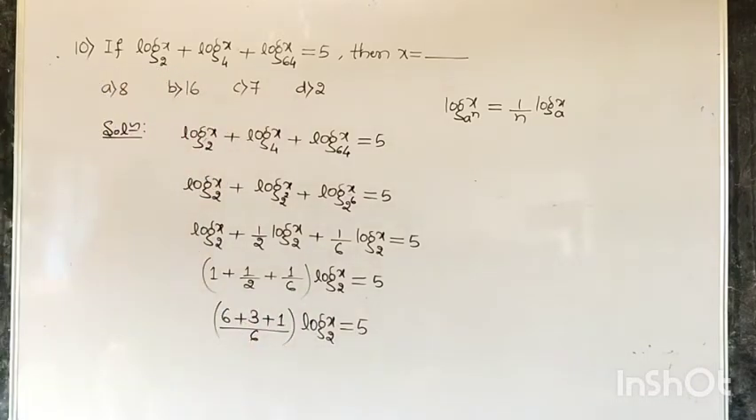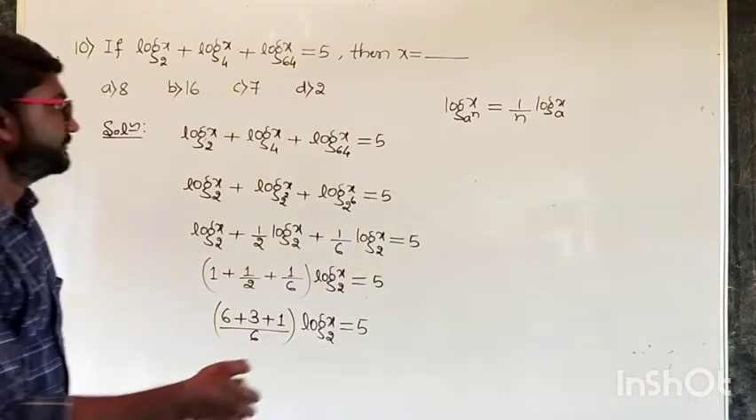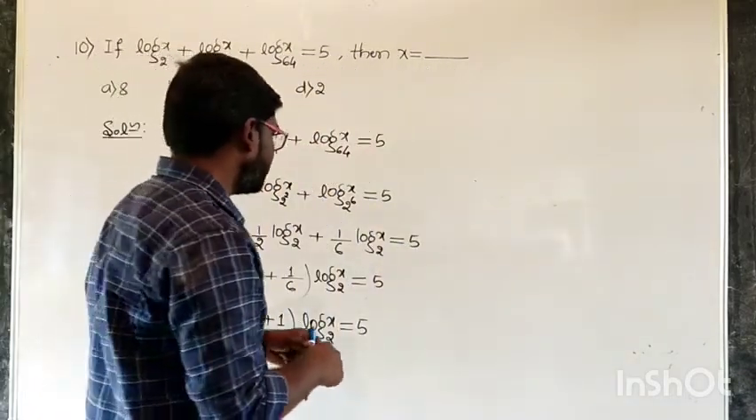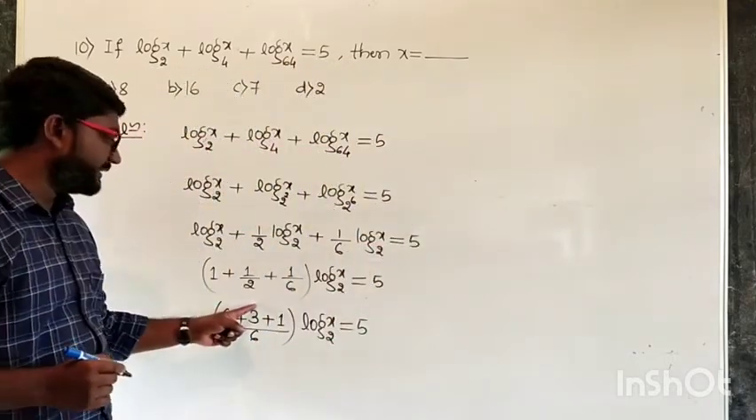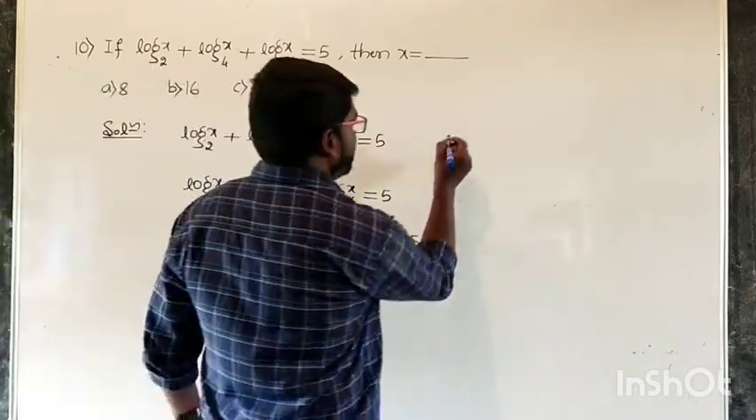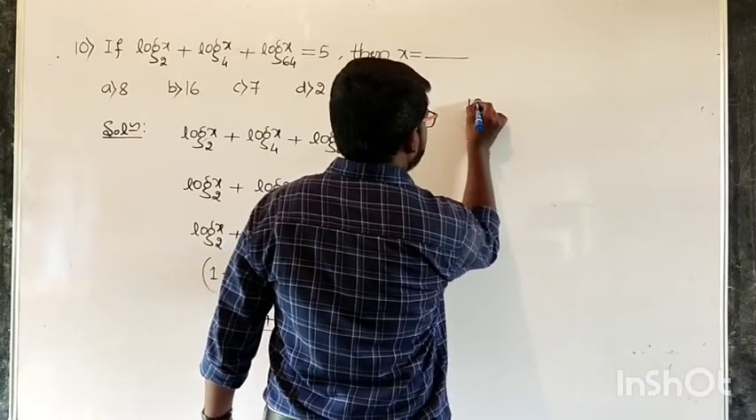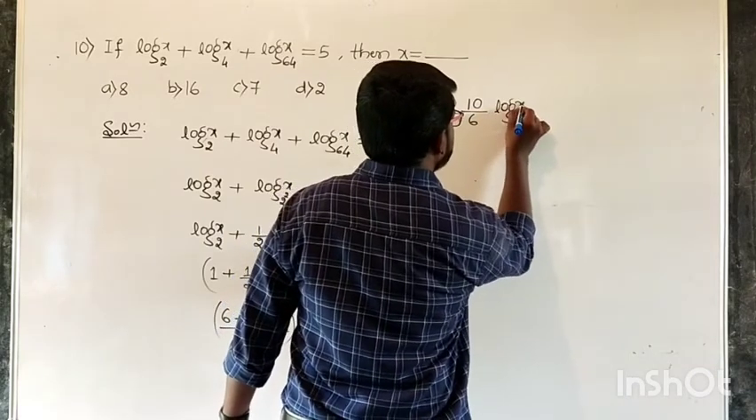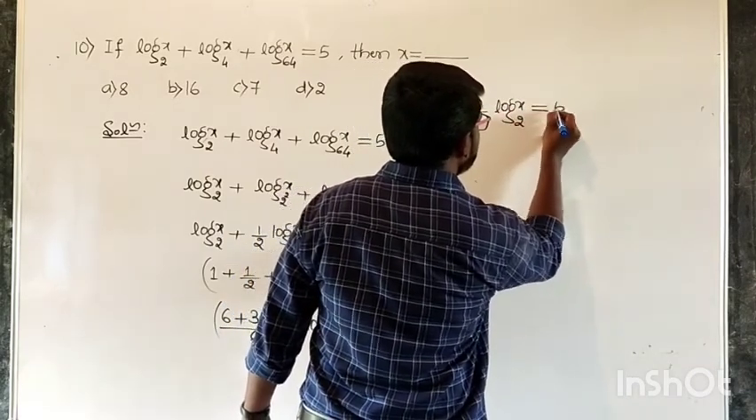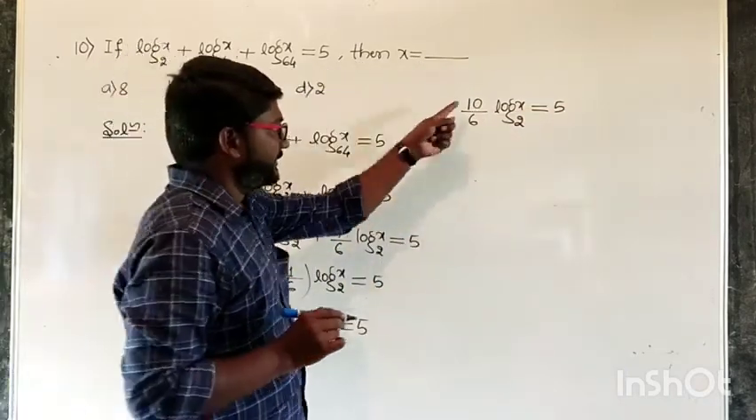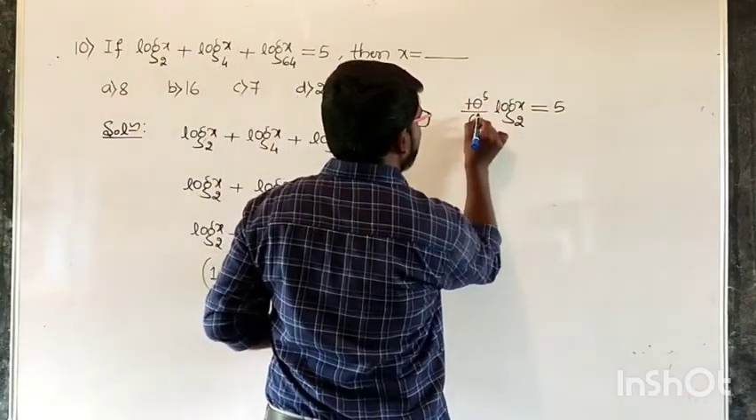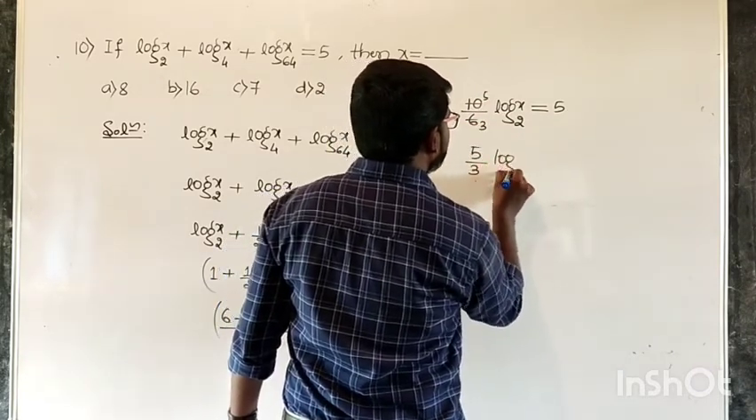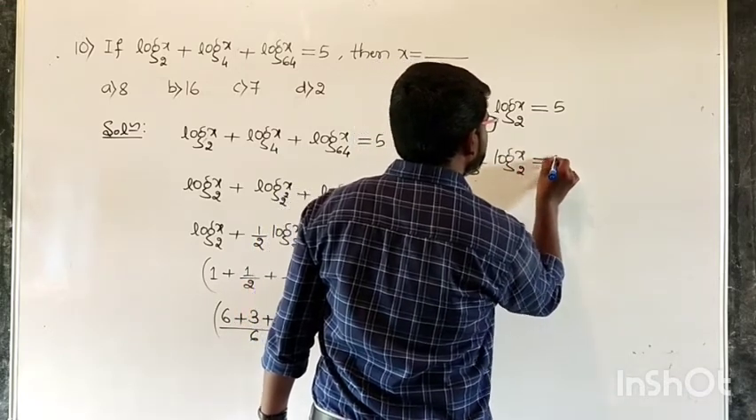So in the next step, see here, 6 plus 3 it is 9, 9 plus 1 it is 10. We get 10 by 6 into log x to the base 2, which is equal to 5. Now here 2 5s are 10, 2 3s are 6. So what do we have now? 5 by 3 into log x to the base 2, which is equal to 5.